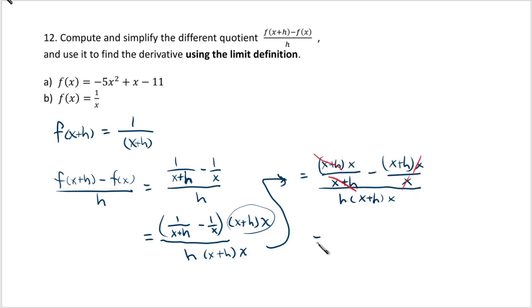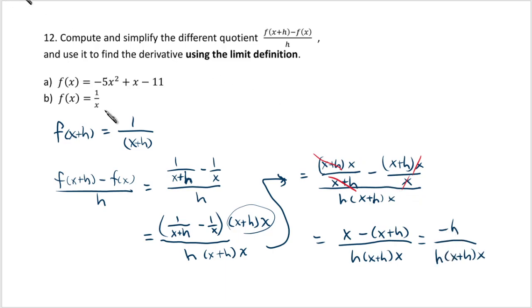So you get x minus x plus h divided by h times x plus h times x. And x minus x is 0. You have negative h on top, h times x plus h times x. And I see now the top and bottom can be divided by h. So if I divide top and bottom by h, it cancels, and you end up with this final answer, which is negative 1 over x plus h times x. Okay, so that's our answer for the difference quotient.